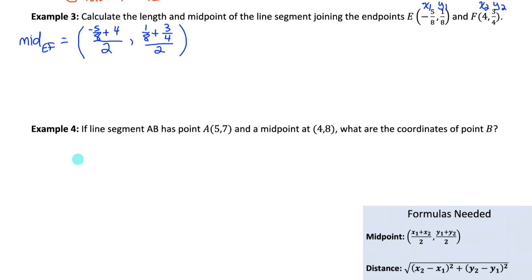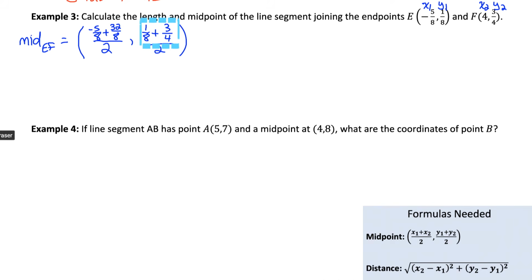Now notice in the numerators of the x and y coordinates, I have fractions being added. I'm going to need to get a common denominator. This 4, you can think of it as a 4 over 1, I need it to have a denominator of 8. So I will multiply that 4 over 1, top and bottom, by 8 to get an equivalent fraction that has a denominator of 8. And that gives me 32 over 8.